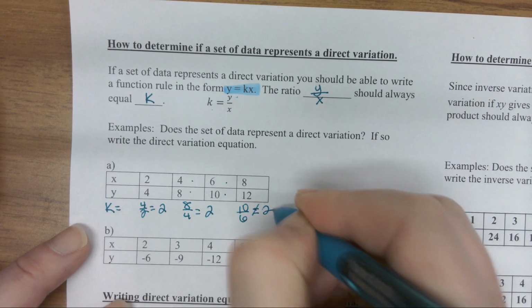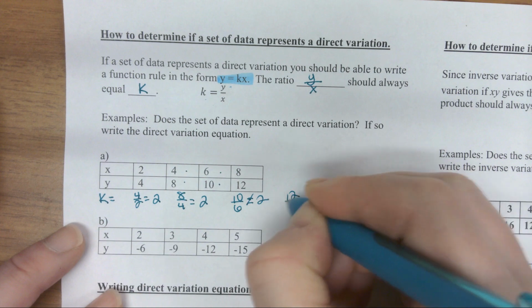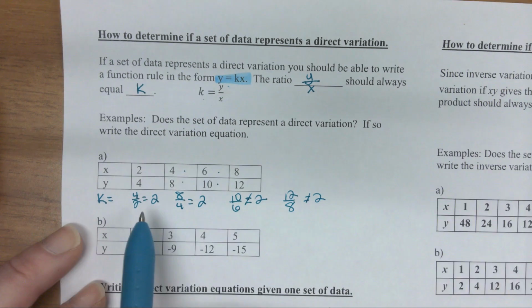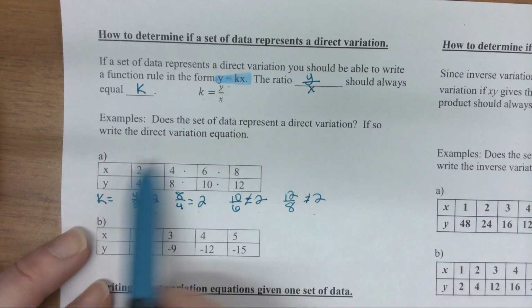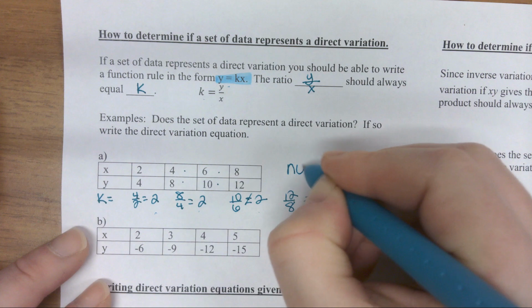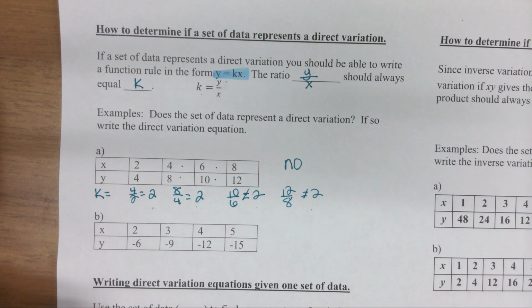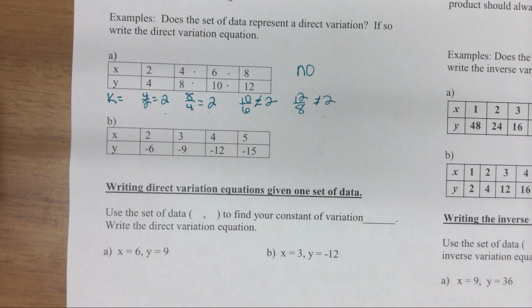I'm going to just write that because that's the important part of this table. And what's 12 divided by 8? Not 2. Did I get the same thing each time? I did not. This is a no. This does not represent direct variation. You would need to get the same thing each time. Alrighty. Like I said, if you need a calculator, get a calculator.